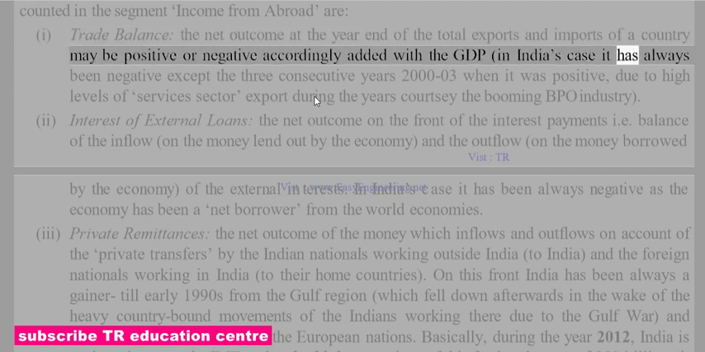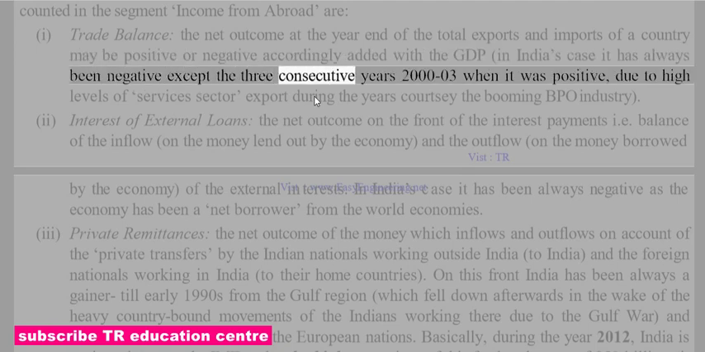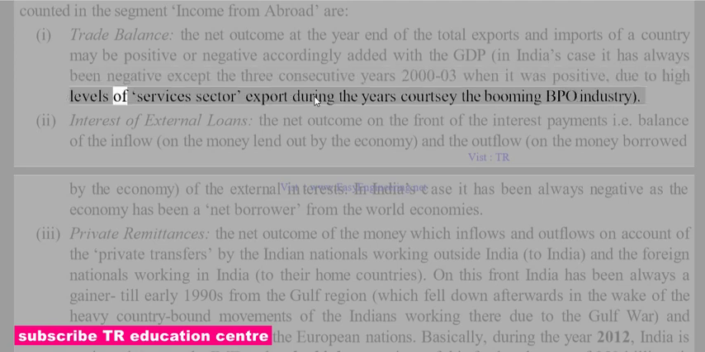In India's case it has always been negative, except for the 3 consecutive years up to March 2000 when it was positive, due to high levels of services sector exports during those years, courtesy the booming BPO industry.